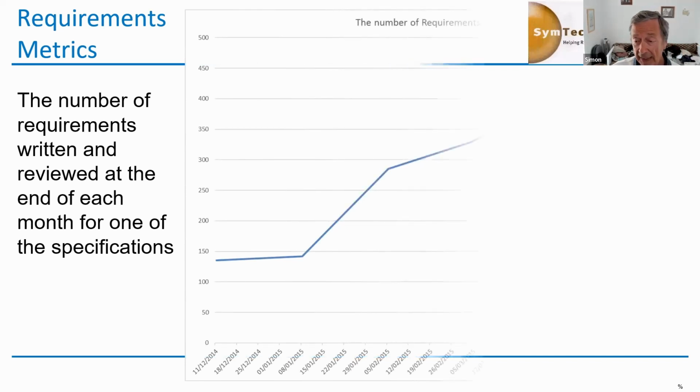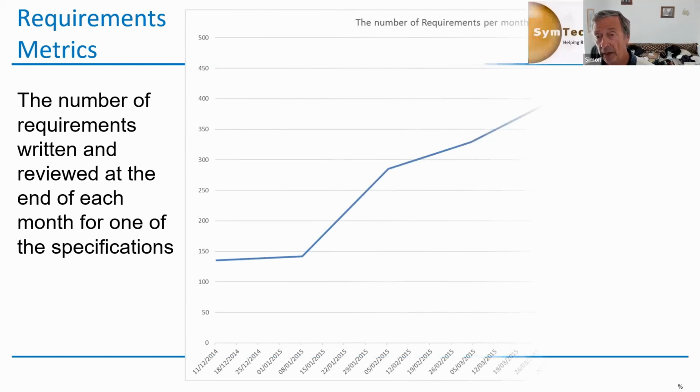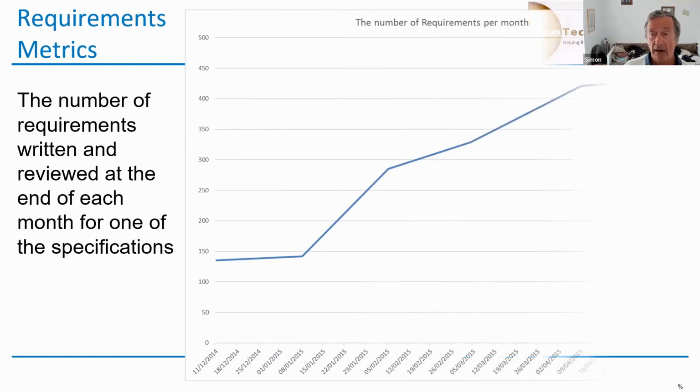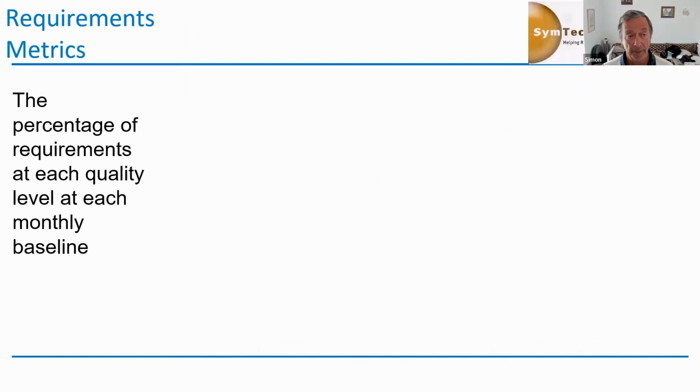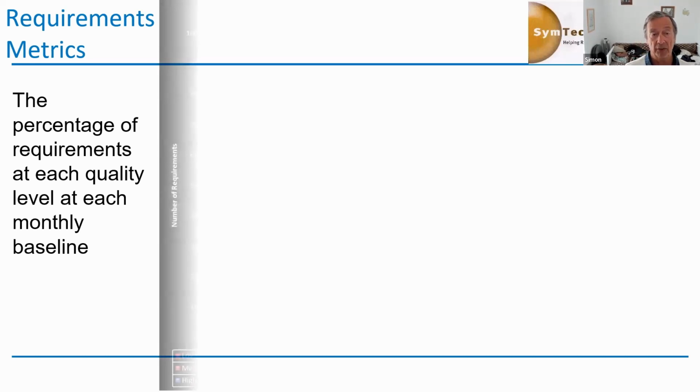They grew over the 6 months that we were developing requirements. And in this one particular spec, I won't tell you which one, we ended up with almost 450 requirements, all very interesting. Yes, it's a very simple, typical graph that you would see for this type of work. Now, what's the percentage of requirements at each quality level for each month?